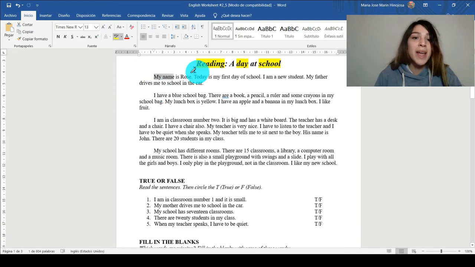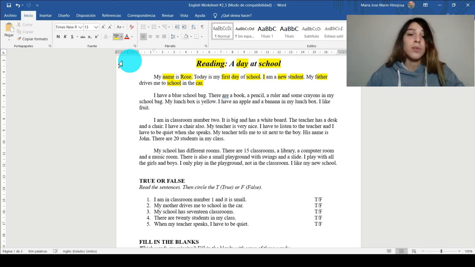Let's continue. My name is Rose. Today is my first day of school. I am a new student. My father drives me to school in the car. Okay, in this paragraph, which are the words I know? I know the words name, Rose, day, school, first, I, new, student, father, school, car. Name means name. Rose, Rosa. First, primero. Day, día. School, escuela. I, pronombre personal, yo. New, nuevo.